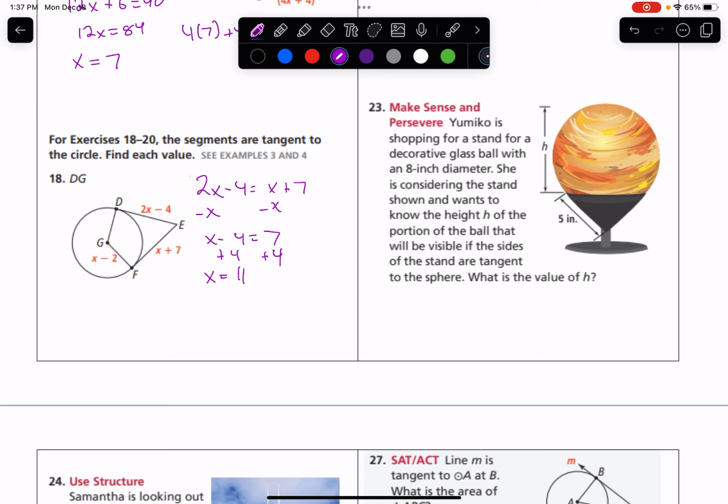Sorry, I'm not finding those values. I'm finding DG. So DG is this one right here, the radius. GF is the same. So DG is going to equal x minus 2 as well. So 11 minus 2 equals 9. So DG equals 9.